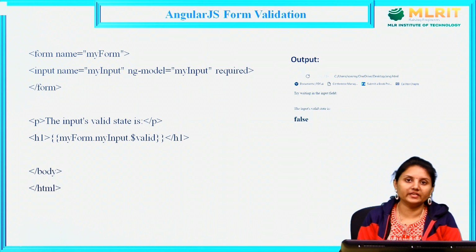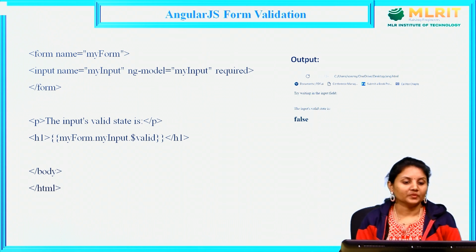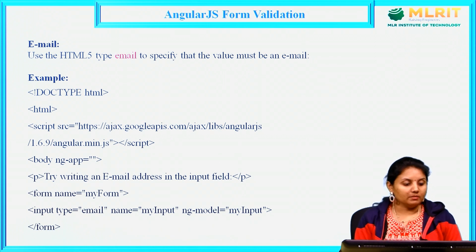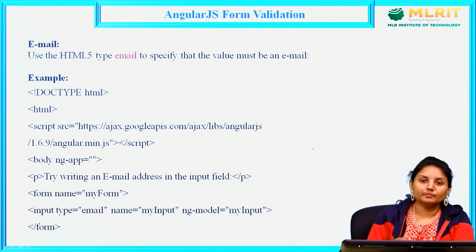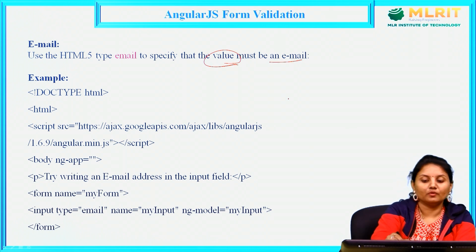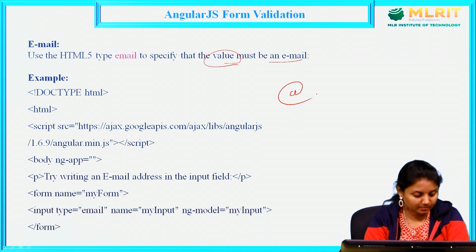It is a state, it is going to tell. Like this we have multiple values also, inbuilt values also like $valid, we'll see them. And email. So email, to specify the value, that it must be email. Every one of us knows an email will be having an at symbol in between.